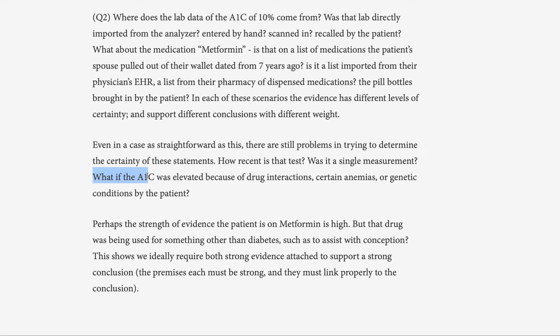And this shows again that really when we're trying to understand the certainty of an item in the past medical history list, we need to have both strong evidence, and then we have to attach that evidence in a very deliberate way with strong premises to the issue. Or as we would say, we need to have strong premises, and they must be linked properly into the conclusion.